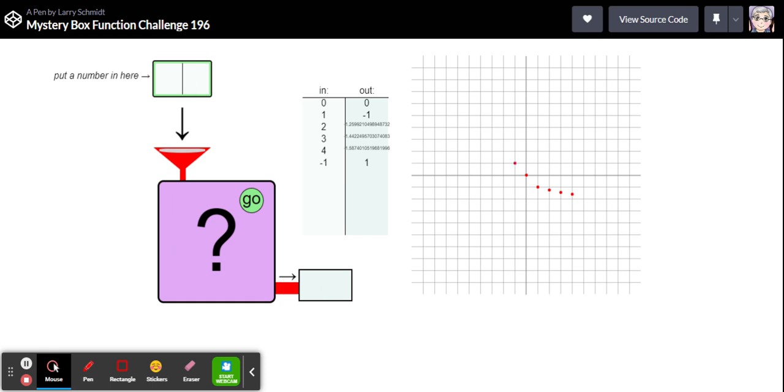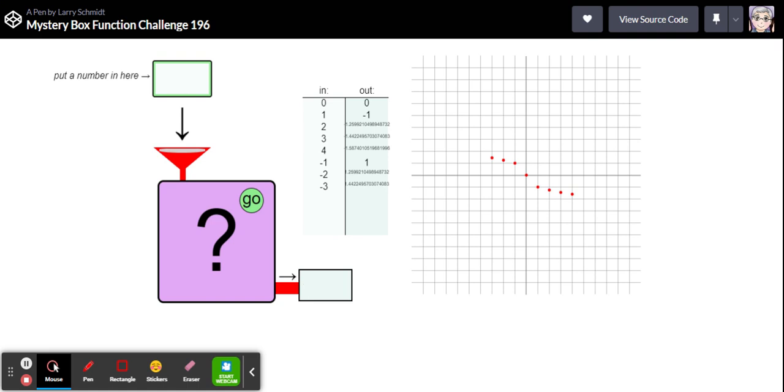Oh, okay. So -1 gives us 1, and 1 gave us -1. So maybe we're symmetrical across the origin. Let's try a -2. And that looks like just the positive version of what we got on the other side. Let's see if that continues. Yeah, so it looks like we're having some symmetry here.